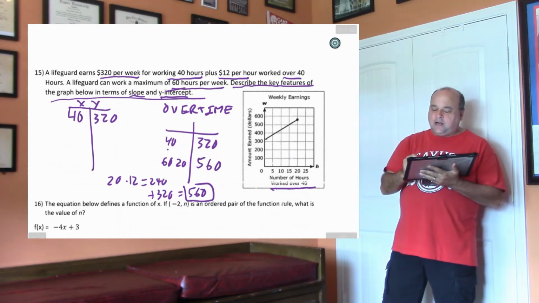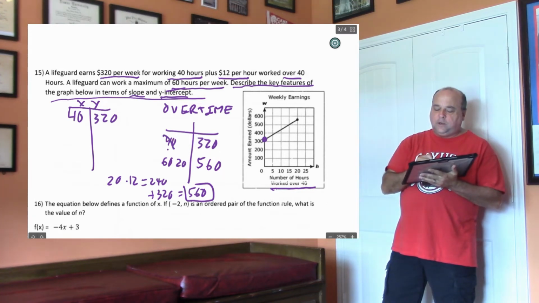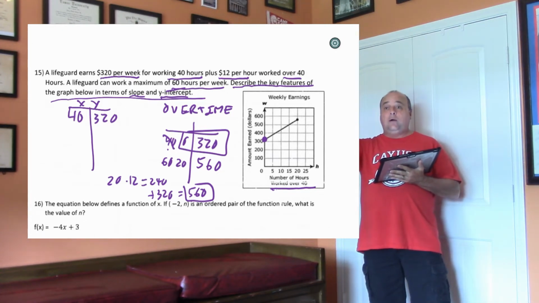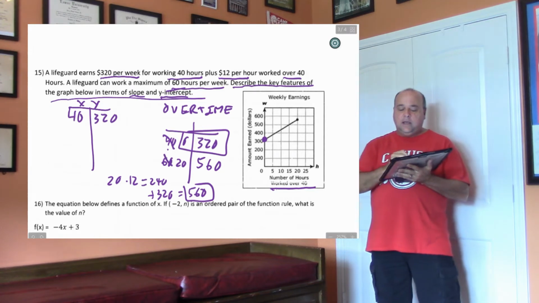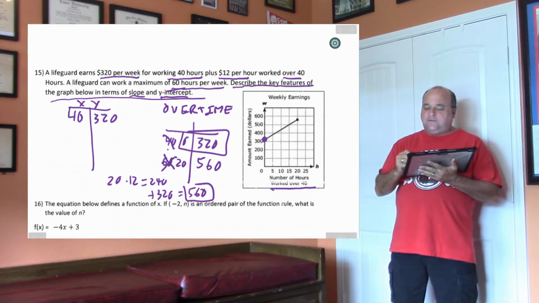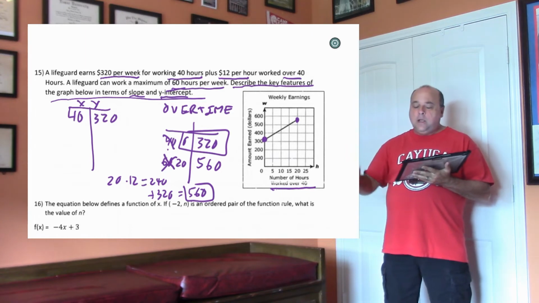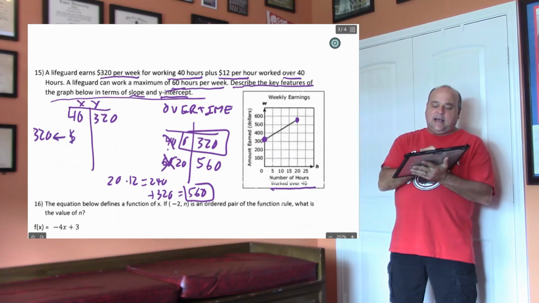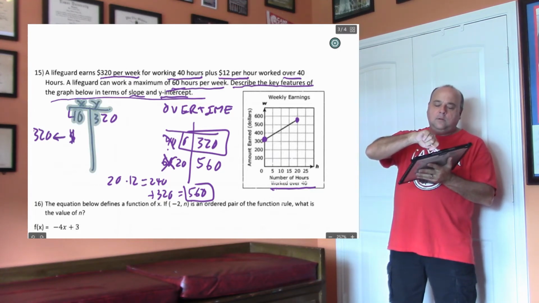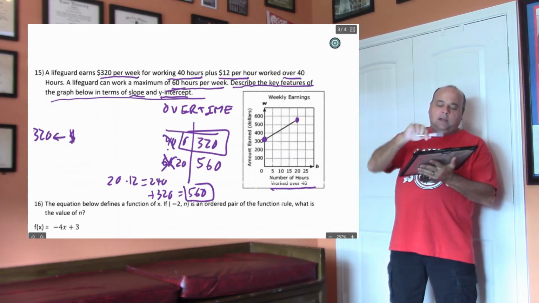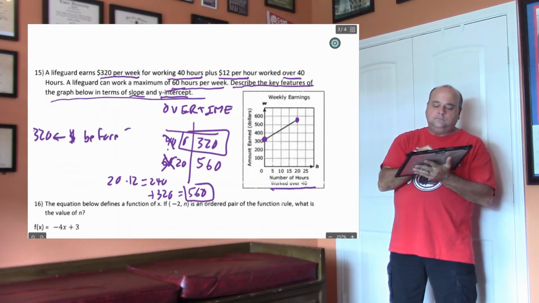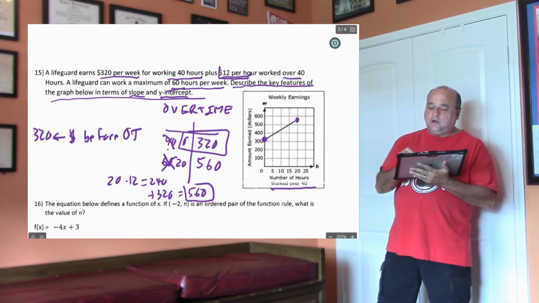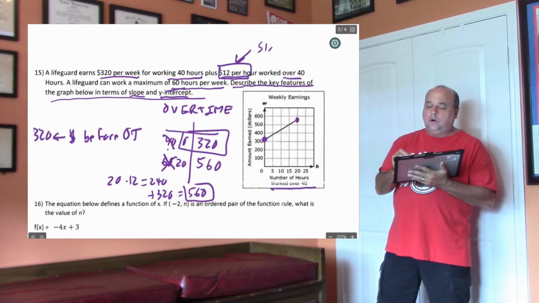So before I start overtime, I'm at this ordered pair, which is 0, 320, okay? So after I work 40 hours, before I start overtime, I'm at 0 hours again because I'm clocking overtime. I'm at 320. After 20 hours of overtime, I get the 560, which is that, okay? So the starting number right here, or the y-intercept, is 320, and it's the salary. It's the money before overtime. Okay? The slope is going to be the $12 per hour. That's going to be our slope or our growing number, right?